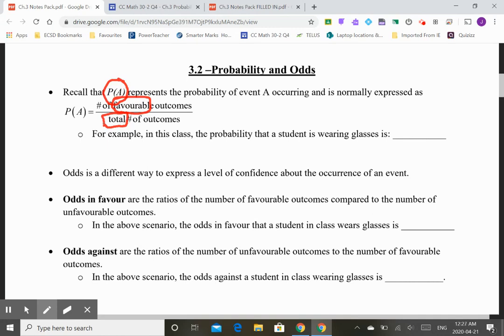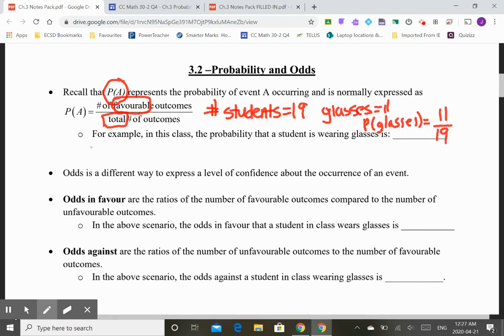For example, in this class, the probability that a student is wearing glasses is, well, we don't have a class in front of us, so I'm going to just make up some data. I'm going to say that the number of students in the class is 19, and the number of students in the class who are wearing glasses is 11. That would mean that the probability that a student wears glasses would be favorable, 11, out of total, 19.